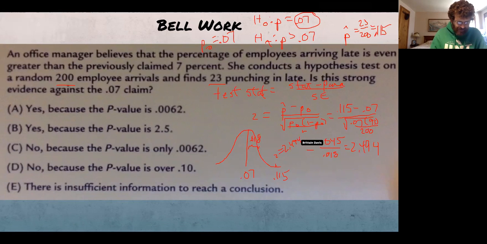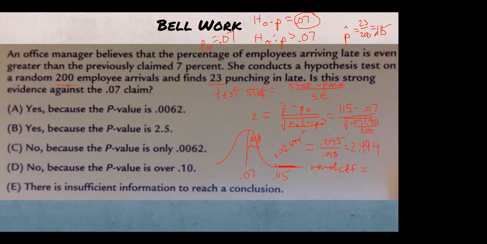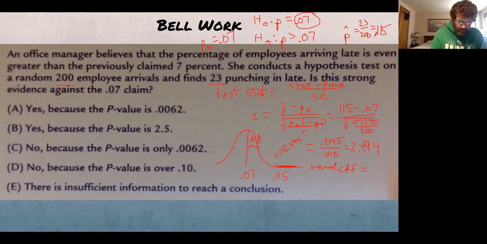We want to find the area of getting that value or more extreme. So I want to do a normal CDF calculation. Because it's a positive test statistic, I want to get the value with that as the lower bound going up toward positive infinity. Okay, so now in the calculator, normal CDF: lower bound is 2.494, upper bound is infinity. And I get 0.0063.